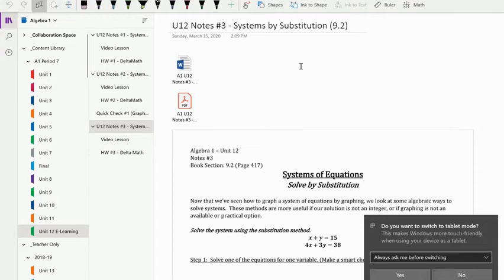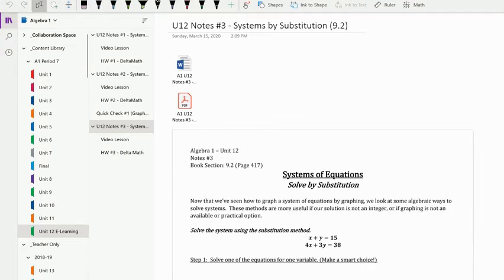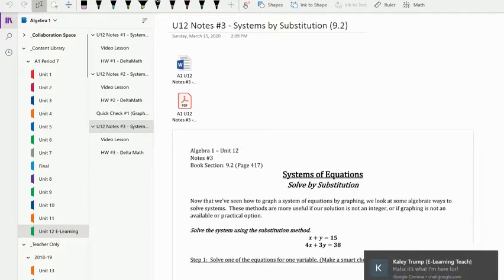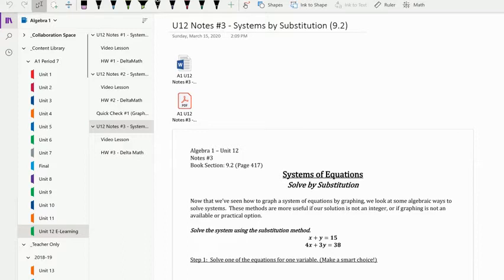Hopefully yesterday or today at some point, or whenever you're watching this video, you've worked through quick check number 1. So if you're on this video or on notes number 3, I would stop here and make sure you've got homework 1, homework 2, and the quick check number 1 all the way done. Once you've got those 3 things done, then you are ready to work on notes number 3.